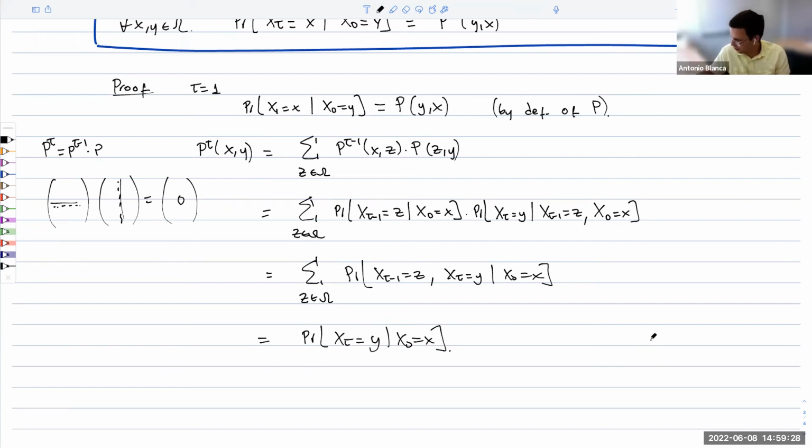Okay, this is what I wanted to prove. So any questions with this? Just for some intuition, can you think of the stochastic matrix as the weighted adjacency matrix, and then when you raise it to a power, it has a similar meaning? Yeah, that's a very good way of thinking about it.